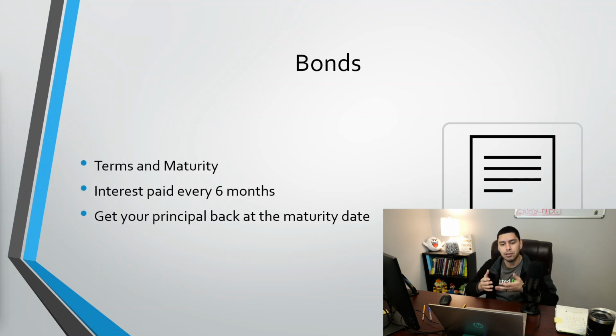So they would pay you interest, let's say, every 6 months for 10 years. If it's a 10-year bond, for 10 years. If it's a 5-year bond, they'll pay you every 6 months for 5 years. And at the end of the 10 years, you get your full $1,000 back that you loaned to them.